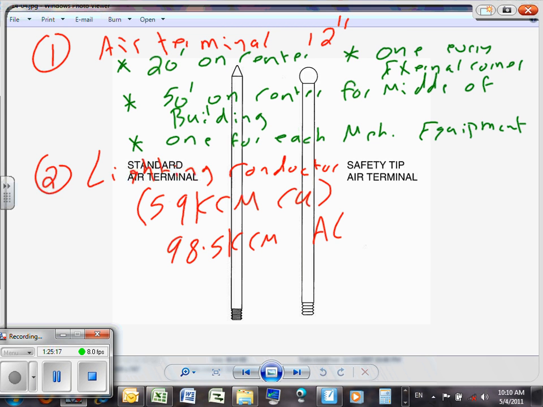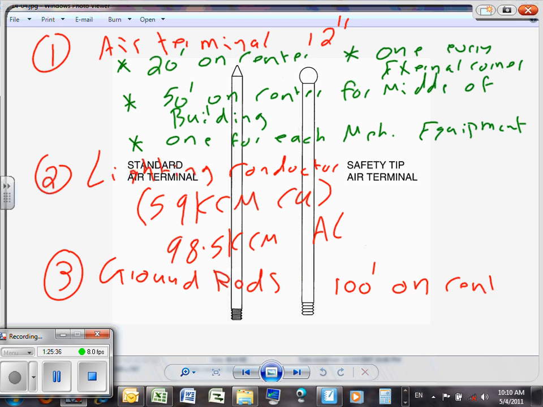Remember, what do we do when we go to Mother Earth? We're going to go ground rods. Ground rods, guys. We said every 100 feet. 100 feet on center. So every 100 feet, guys, you drop to a ground rod. That's what you're going to be doing.